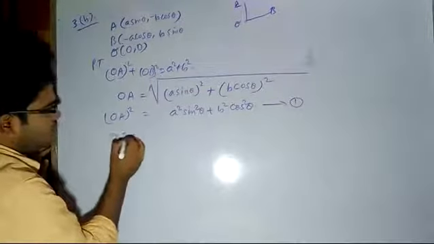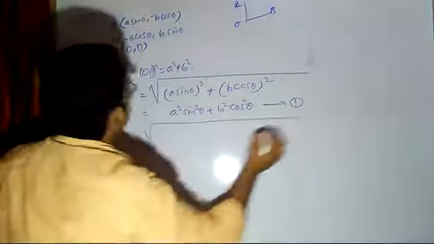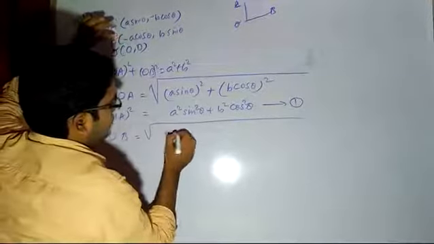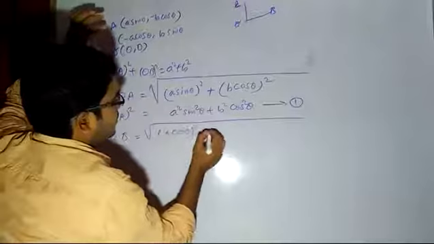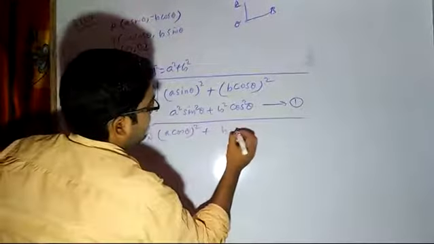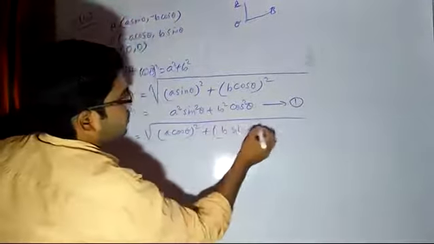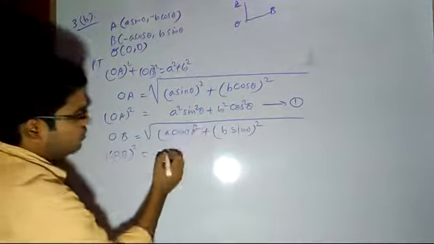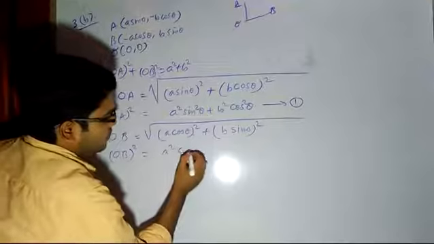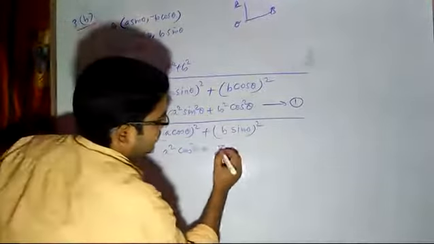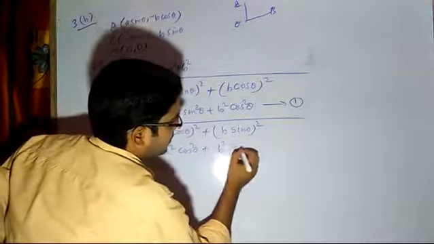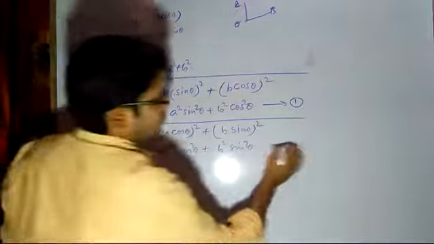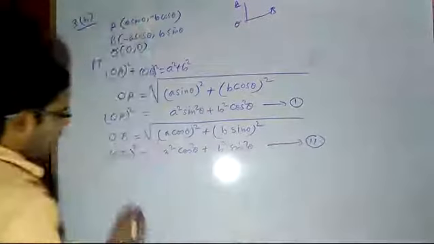Second, you see OB is equal to root under, from O to B, that means 0 minus this, will be a cos theta whole square plus b sin theta whole square. Now when we have to find OB whole square, this root will get over, so it will be a square cos square theta plus b square sin square theta. This is what we got. This is equation 2.